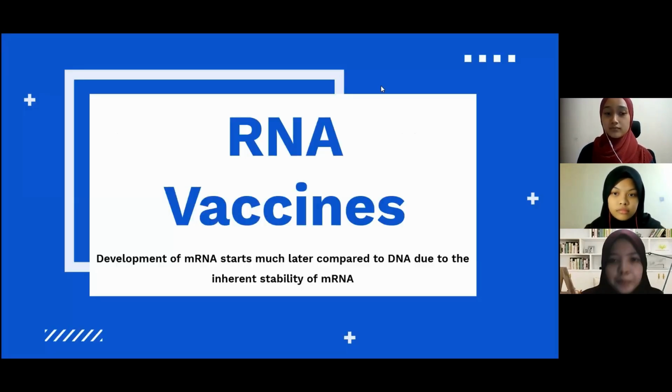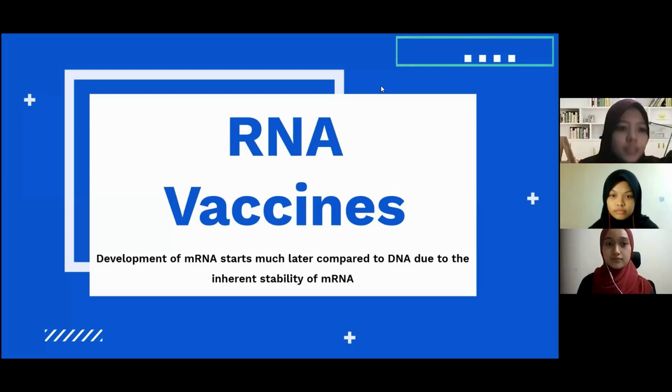Next, I will continue with RNA vaccine. The development of mRNA started much later compared to DNA due to the inherent stability of mRNA, and a few methods have been introduced to improve its stability.